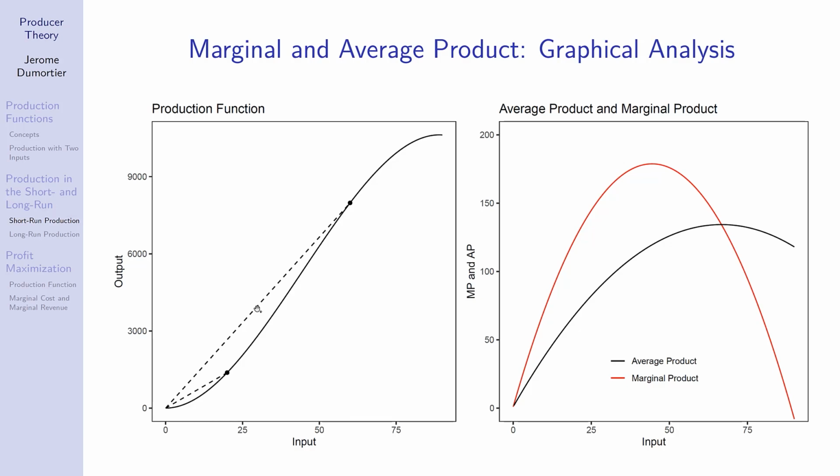The marginal product of labor is simply the slope of this line here, or the slope of the production function. And you will see that you have a point up here where the marginal product of labor and the average product of labor are identical. This is the point that you see here on the right-hand side, which shows the average and marginal product of labor.